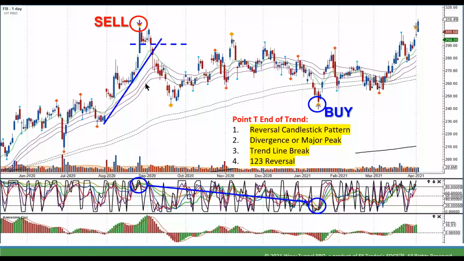Here's another example on Facebook. We have a reversal candlestick pattern, we have divergence or a major peak, we have a trend line break, and we have the 1, 2, 3 reversal, which in this case happens before the trend line break. And then we have this long sideways correction, and then that brings us into the breakout one.